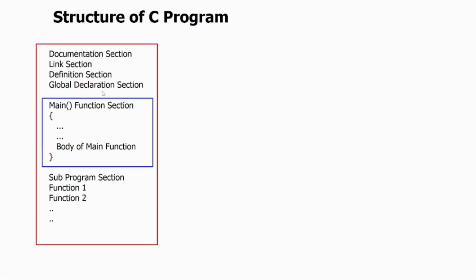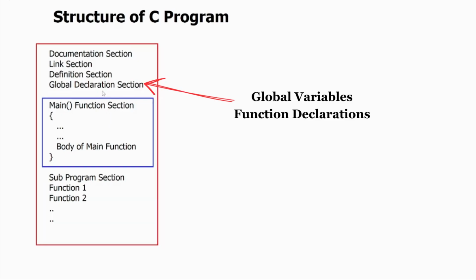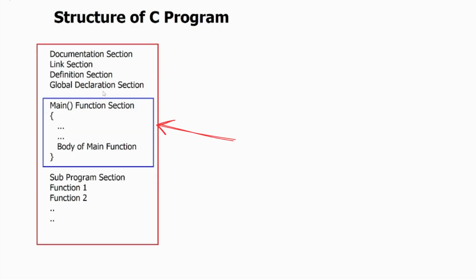Next is the global declaration section. In this we include the global variables or the function declaration which can be used anywhere in the scope of the program. I will cover this concept more clearly when I will cover functions topic.